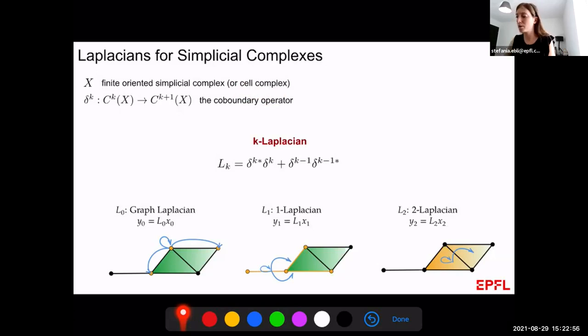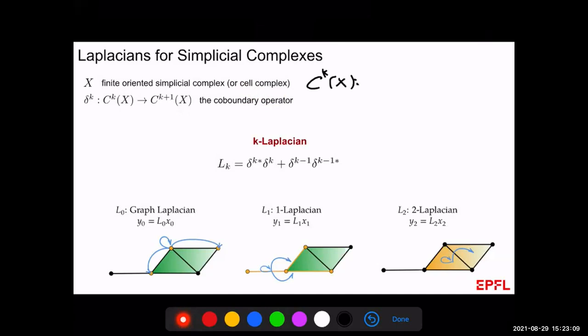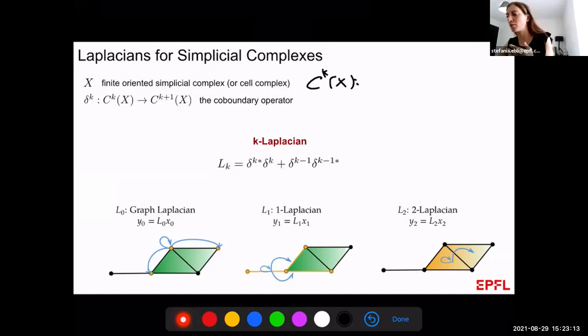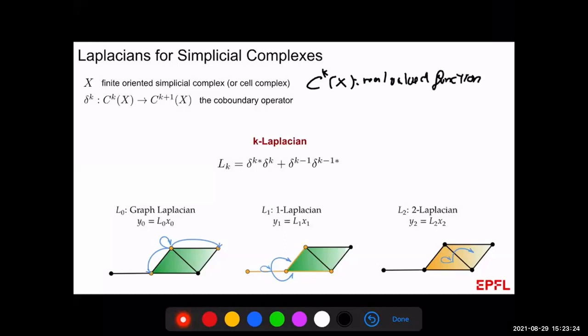And okay, so we consider X a finite oriented simplicial complex, and we will denote by C^k(X) the k-th cochain space, which, if everyone here is not familiar with, can be thought of as the real-valued functions on the k-simplices.